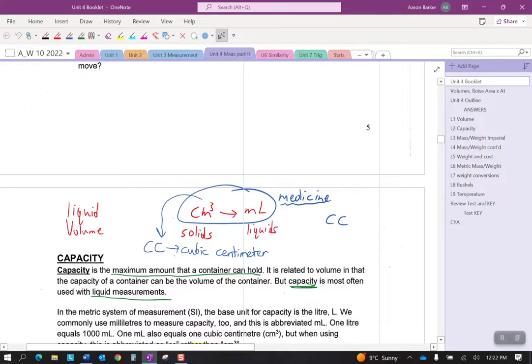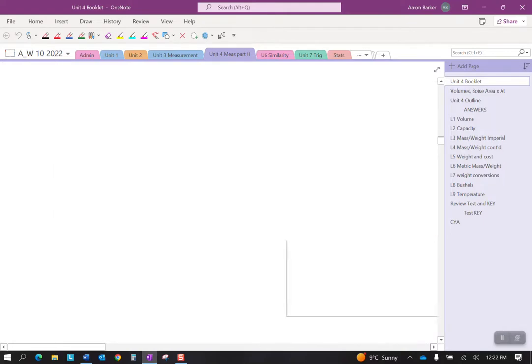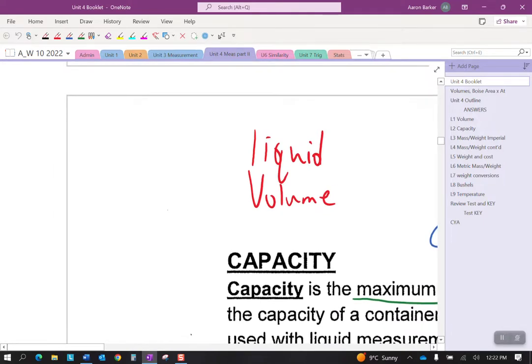Okay, so today we're looking at capacity, and I did say it's related to volume. In fact, what is capacity? Capacity is simply liquid volume. So let's write that down once I have this set up properly for you to see it.